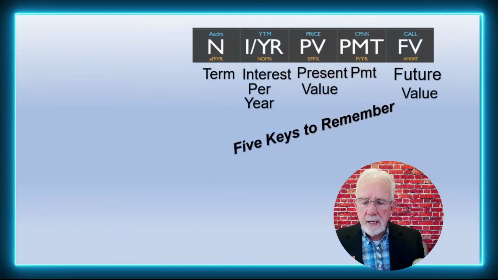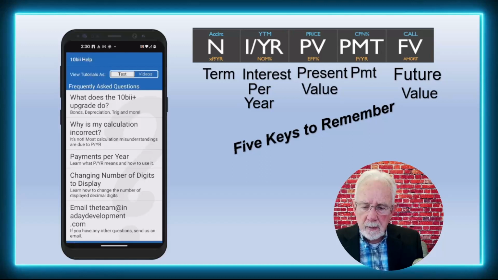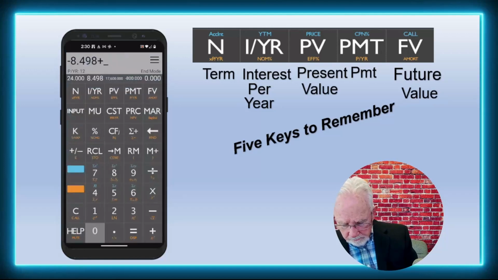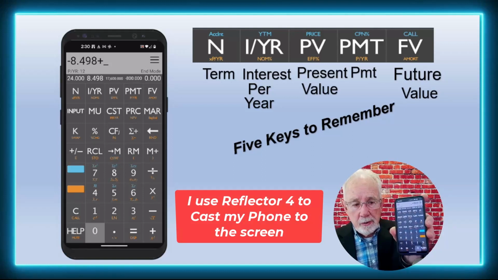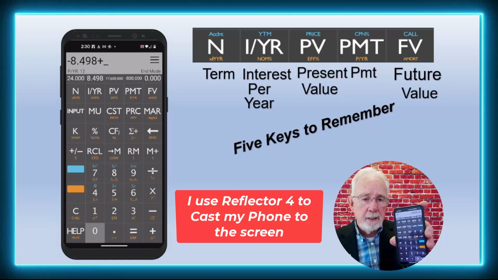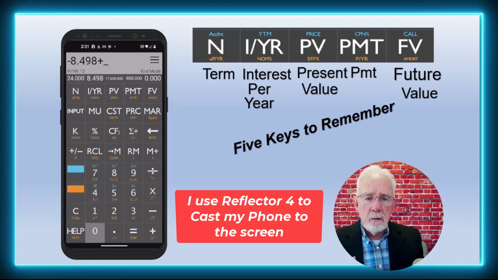So let's look at the calculator just a little bit and see how that looks. There. So here's my calculator. Now this is live, and this is a screencast of my calculator, and this is the 10B2 that I'm using. It's right on my phone, and it's the same thing you see on the screen there. So as you can see across the top, there's N, I divided by YR, PV, payment, and future value. Now these are only the 5 keys that you need to know anything about.